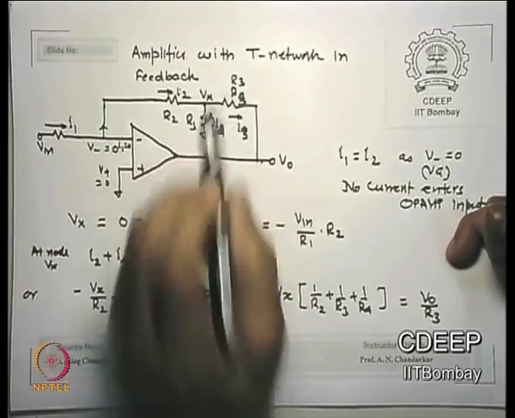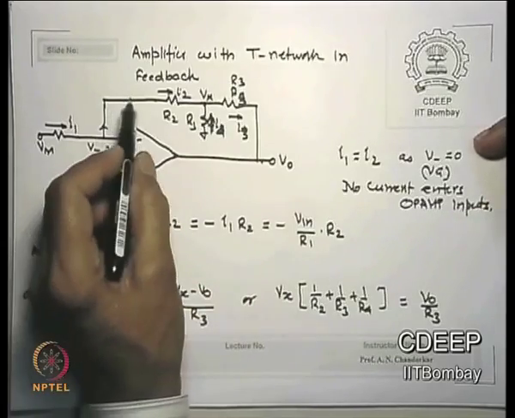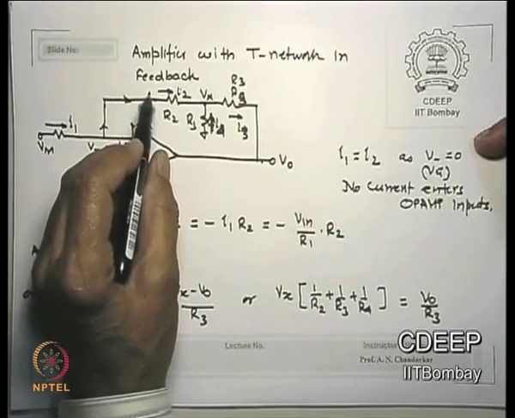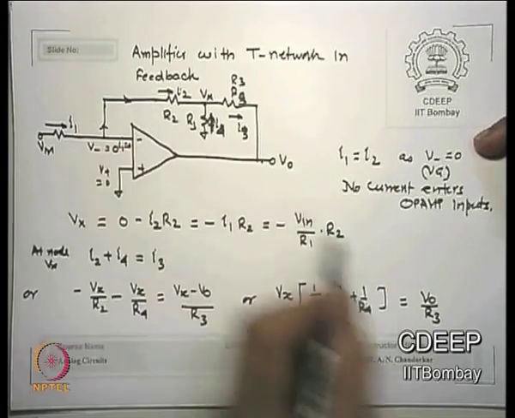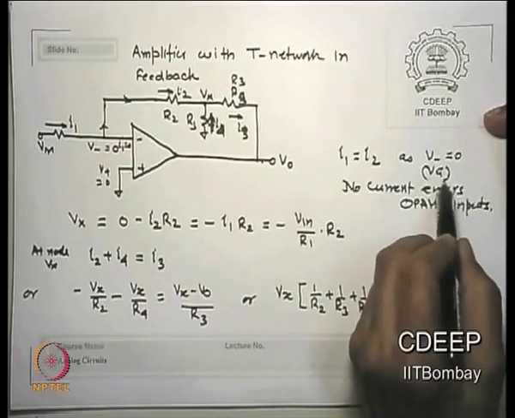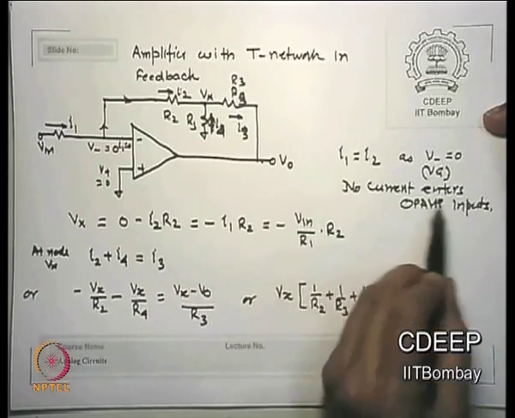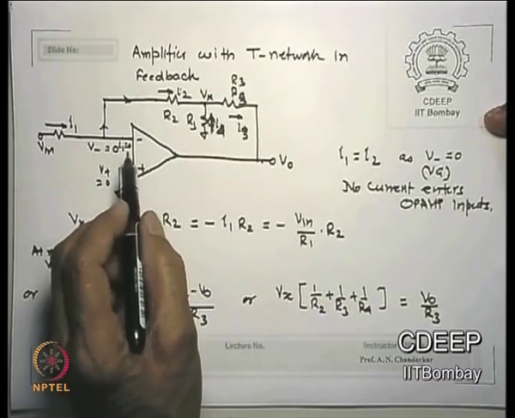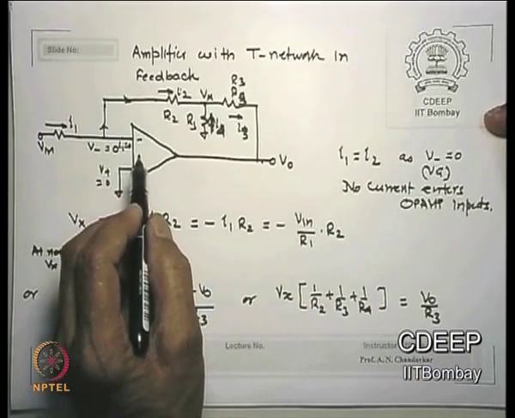I2, I4 and I3. However, I1 must be the same as I2. The current leaving from here will be the same in this branch. Okay? Because we already said a virtual ground is created. Also please remember, no current enters the op-amp input. This is the reason why all this is possible. Okay?